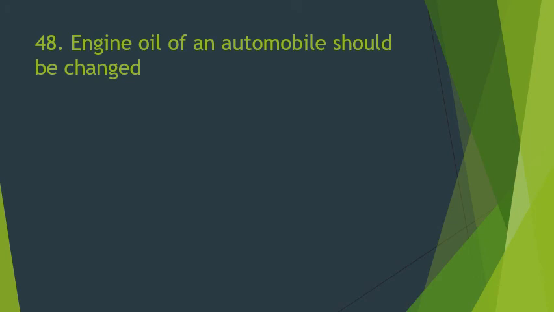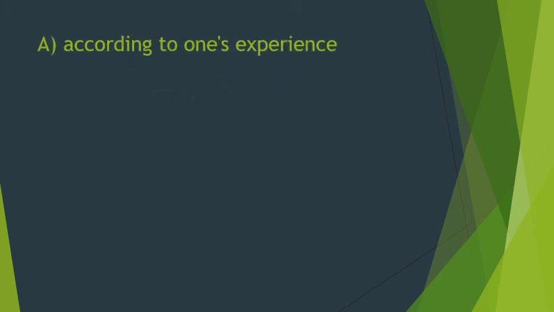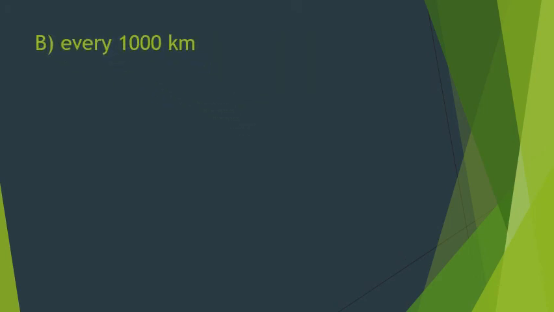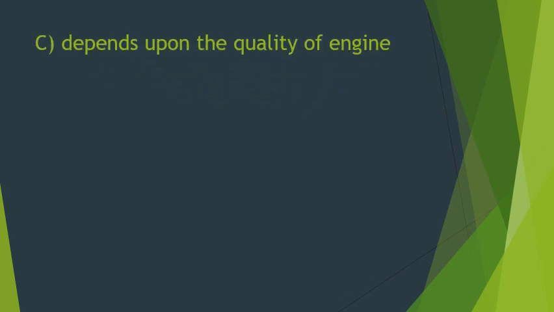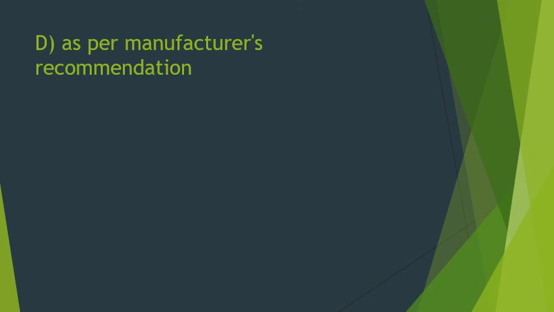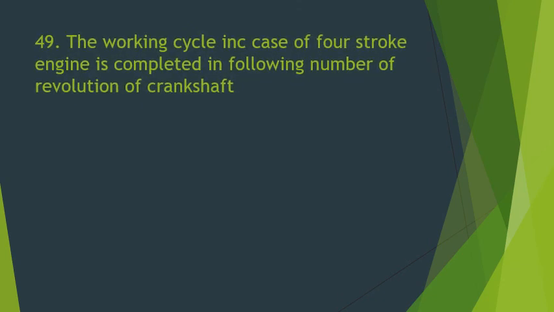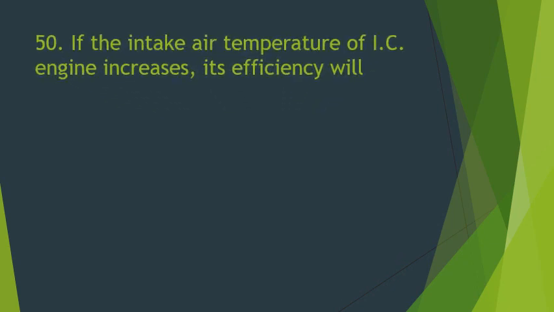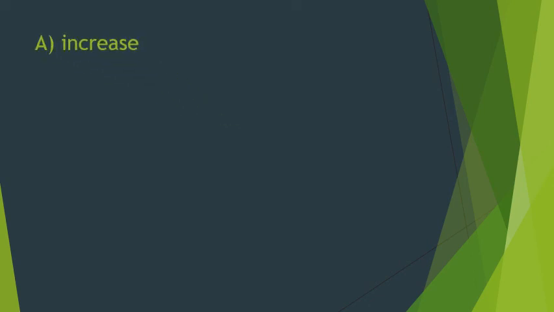Engine oil of an automobile should be changed A. According to one's experience. B. Every 1,000 kilometers. C. Depends upon the quality of engine. D. As per manufacturer's recommendation. The working cycle in case of 4-stroke engine is completed in following number of revolutions of crankshaft. A. 1/2. B. 1. C. 2. D. 4. If the intake air temperature of IC engine increases, its efficiency will A. Increase. B. Decrease. C. Remain same. D. Depend on other factors.